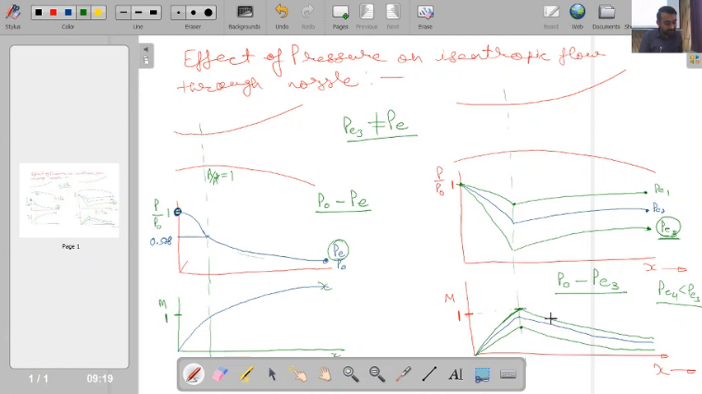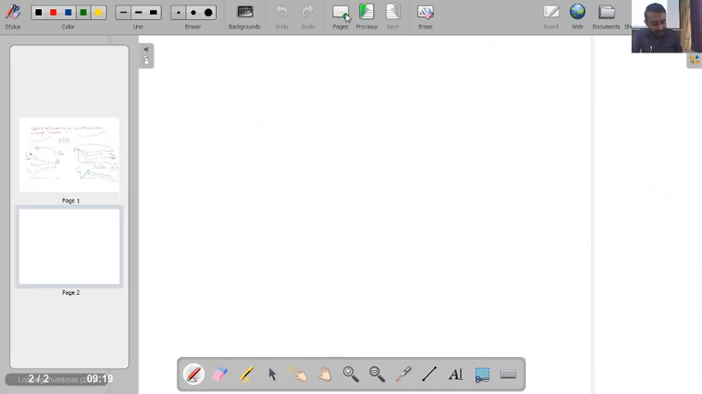Okay, so even if you decrease the pressure below PE3, I will find that the mass flow rate of the fluid will not change, because from the area velocity relation for an isentropic situation, corresponding to minimum area, Mach number has to be only equal to 1. Is this point clear? So that is the reason we say that in case of a nozzle we have a choked flow situation.